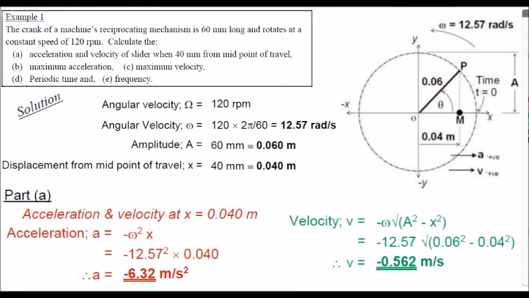So example 1. Firstly, extract the information from the question. The angular velocity, capital omega here, is 120 rpm. That's the constant speed stated in the question. The angular velocity, lowercase omega, in radians per second. That's 120 multiplied by 2 pi divided by 60, so 12.57 radians per second. Or in pi radians, that's 4 pi radians per second.